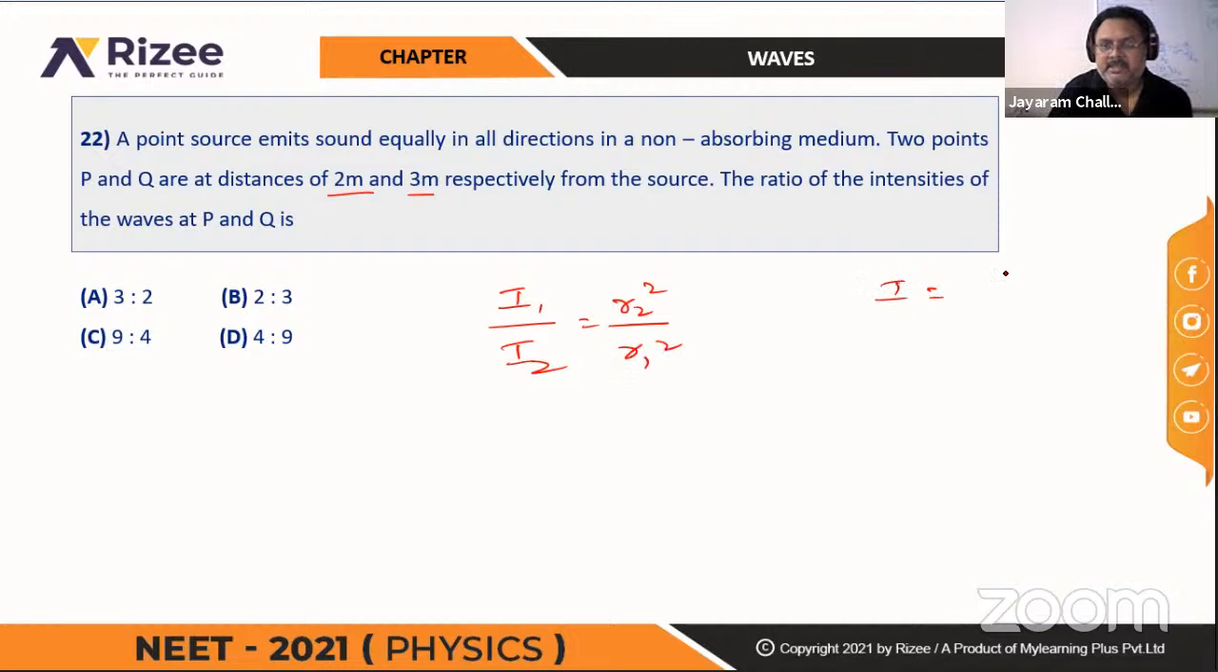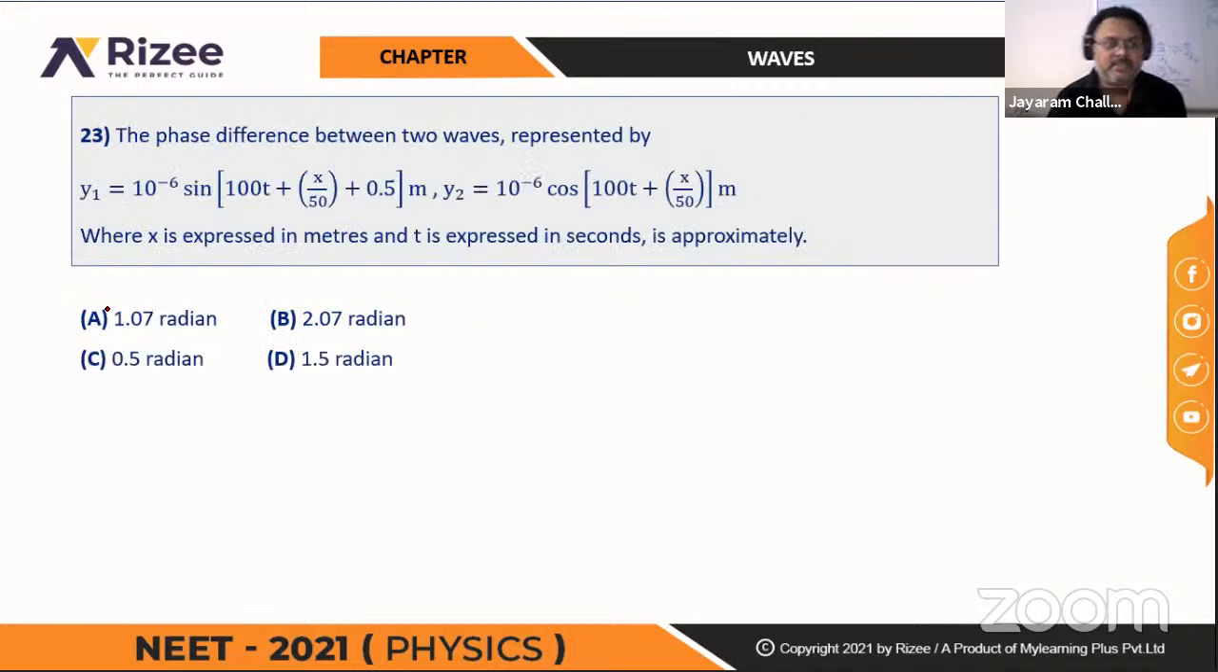That is, intensity is equal to power by area, or it can be written as power by 4 pi R square. So now put down the values here. So it should be the 9:4. Direct relationship.